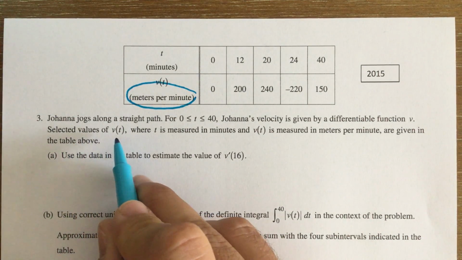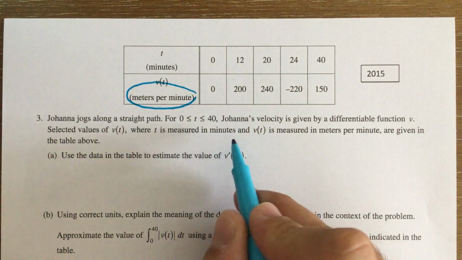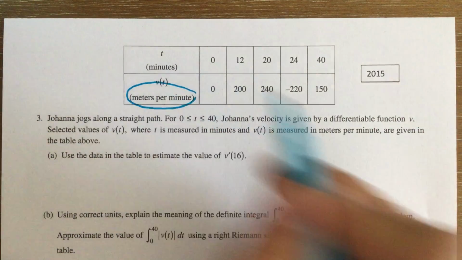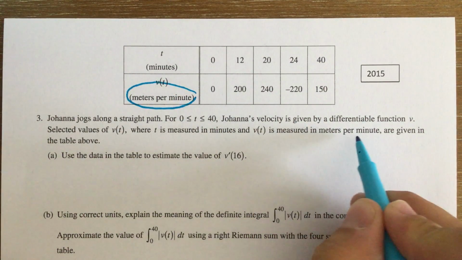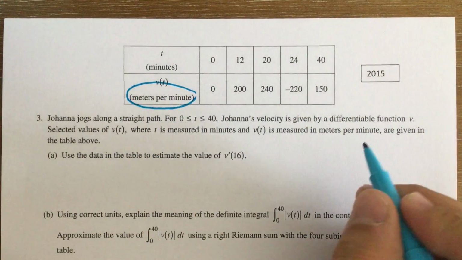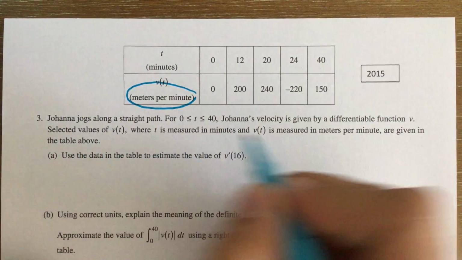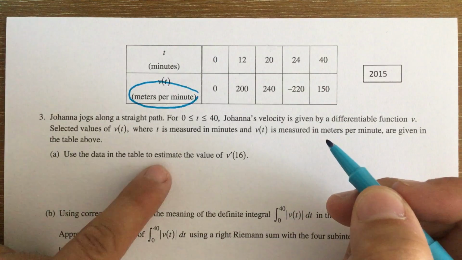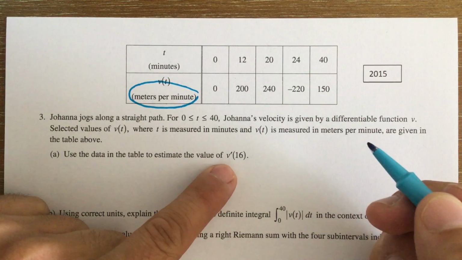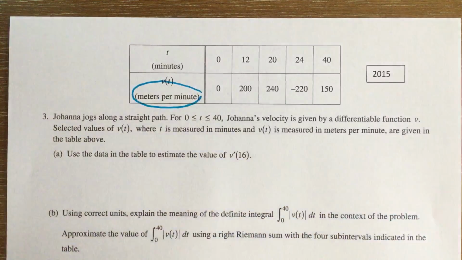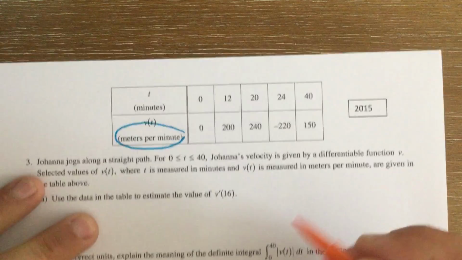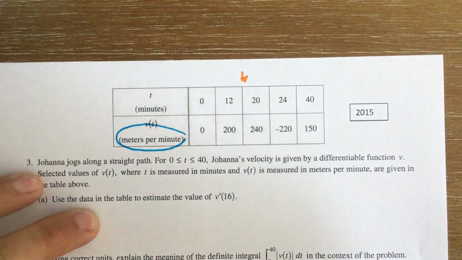Okay. Selected values of v of t, where t is measured in minutes. Okay, that's already labeled there. And v of t is measured in meters per minute, right? That is the velocity, given in the table above. Use the data in the table to estimate the value of v prime of 16. And it says estimate, right? Because 16 isn't given in that spot.